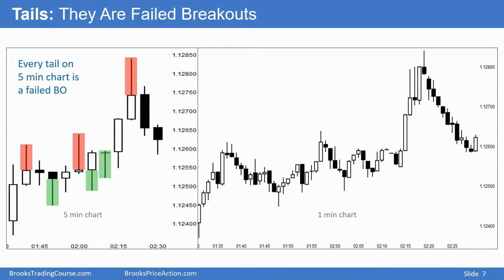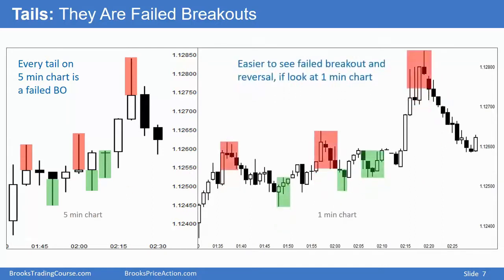Here's a 5-minute chart, and this is a 1-minute version of what took place on that 5-minute chart. It's easier to see the failed breakout if you look at the 1-minute chart. So look at this up and down on the 1-minute chart, a bull bar and then a bear bar. Over here, a tail on top, and over here, it's a big bull trend bar, and then a bear reversal bar, and then another bear entry bar.